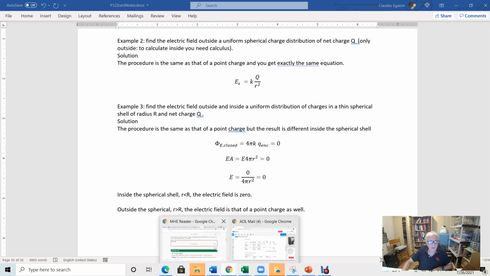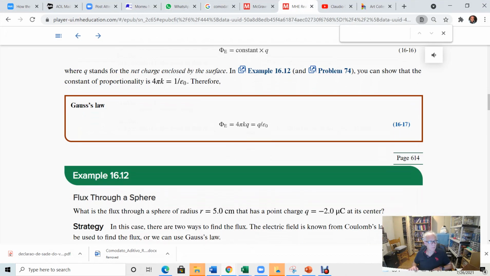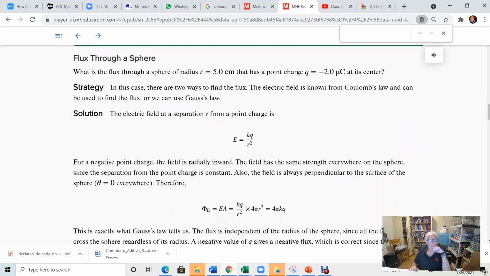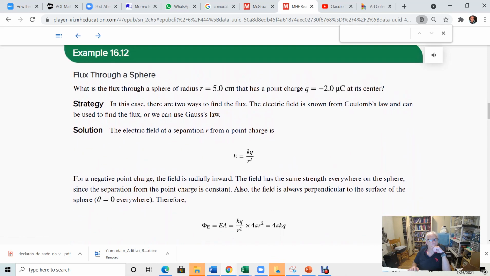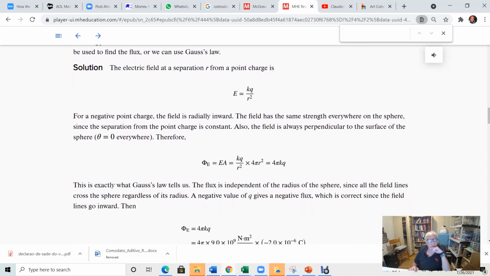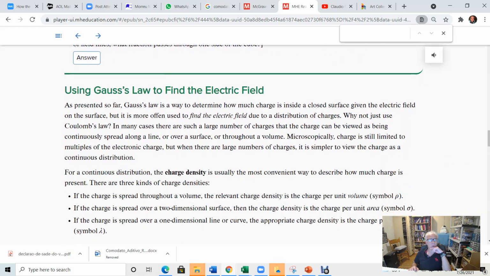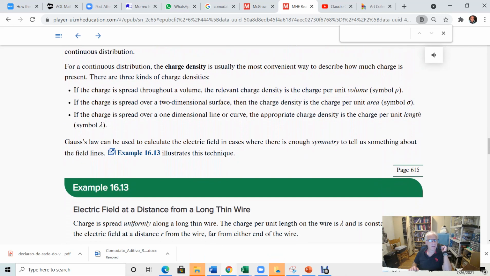Let's see how the book is doing here. You go through a sphere. Okay, he's doing numerical examples here. What's the flux for a sphere of radius 5 that has a point charge at its center? He's asking what's going to be the flux. You can do that numerically there at home. I'm doing it in the most generic fashion.